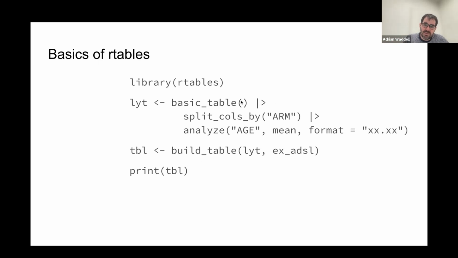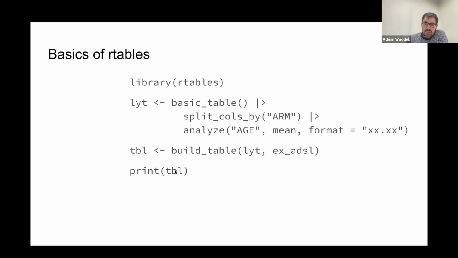We have the arm variable, and then we analyze the age variable, and we do that for every arm. We calculate the mean of age, and we would like that mean formatted as a number with 2 precision digits. Then we call build table as seen before. We use the layout that was just defined, and we add the data that we have now, the data frame, and then we print it.